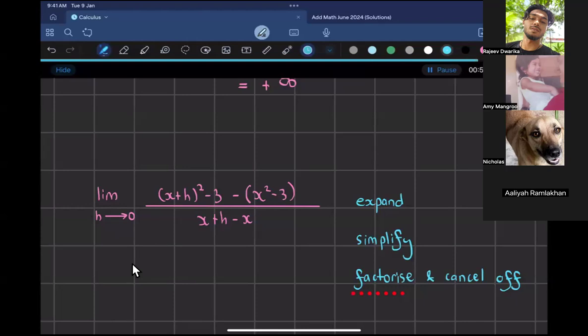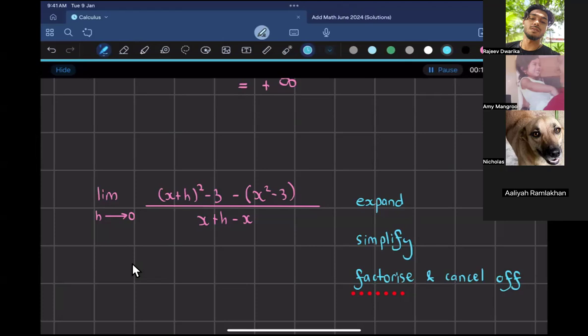Nicholas, any updates on what's going on? Is it that you didn't try to do anything, or you're getting through it slowly but surely? So did you expand the (x plus h) squared? No, but in the denominator I can cancel off the x's and I'm going to try and simplify the numerator. Okay, well before you can simplify, you've got to expand the brackets. Otherwise, you're not going to go anywhere.